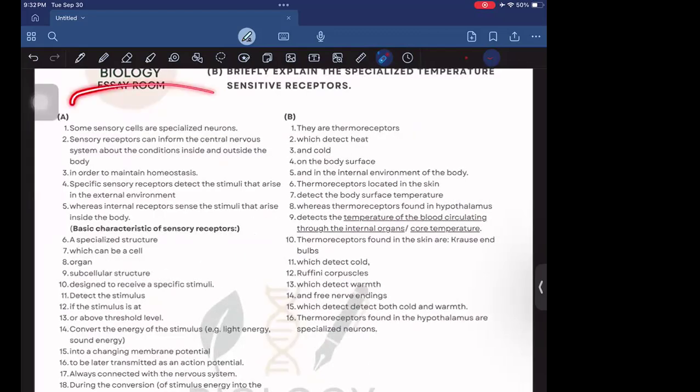So this is what I mentioned earlier also. Before the specialized neurons, there are points, right? Like they can be a cell, organ, and so on. So if they are repeating again, you can write it only once. Okay. And the free nerve endings will be detecting both cold and warmth. And the thermoreceptors found in the hypothalamus are just specialized neurons and nothing else.